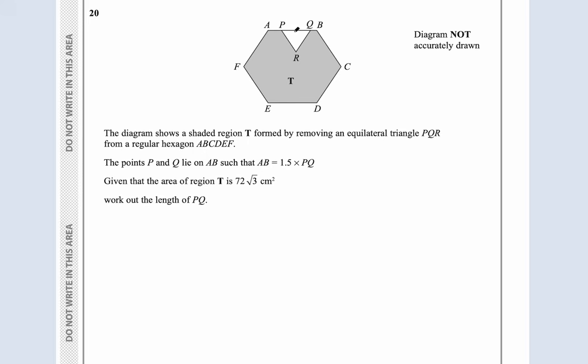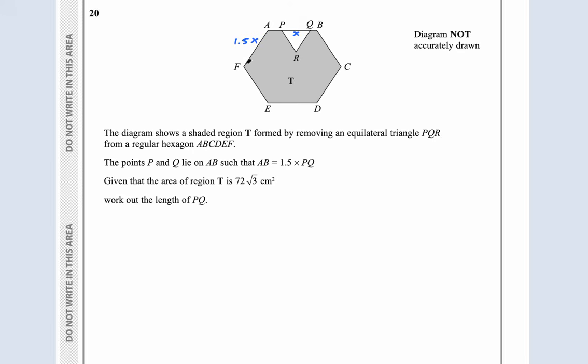So I'm going to call that X, which means I'm going to call this one 1.5X, because this is 1.5 times this, because it's a regular hexagon. They're all the same size. And it says the shaded area is 72 root 3 centimeters squared. Work out the length of PQ. So find X, in other words, right?